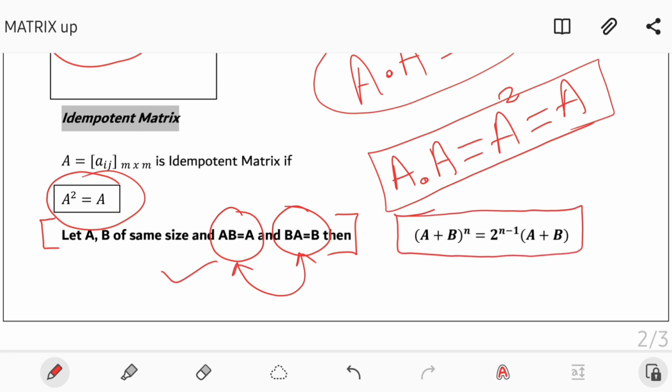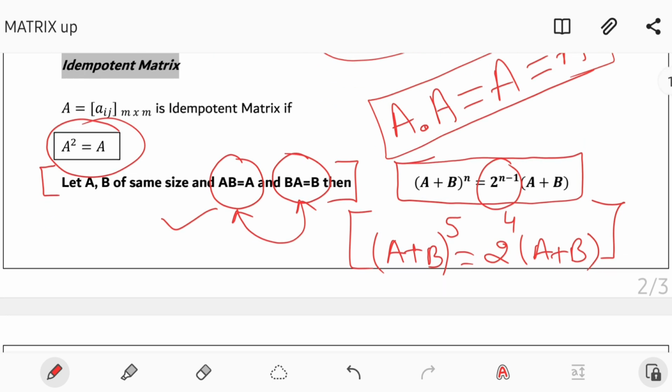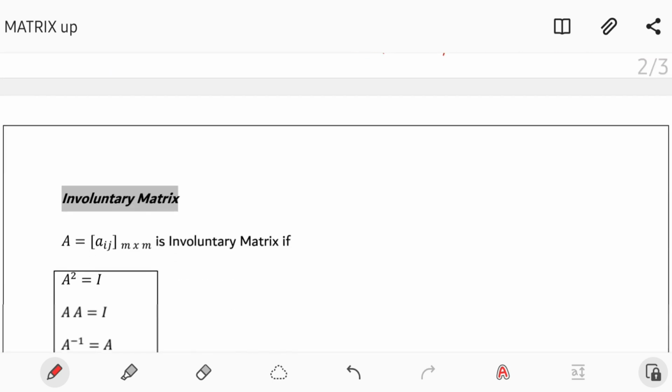A plus B whole raised to the power n equals 2 raised to the power n minus 1 into A plus B. For example, if somebody is asking you A plus B whole to the power 5, in that case you can write it as 2 raised to the power 4 into A plus B, like this. Such questions are also observed in previous engineering exams and competitive exams.